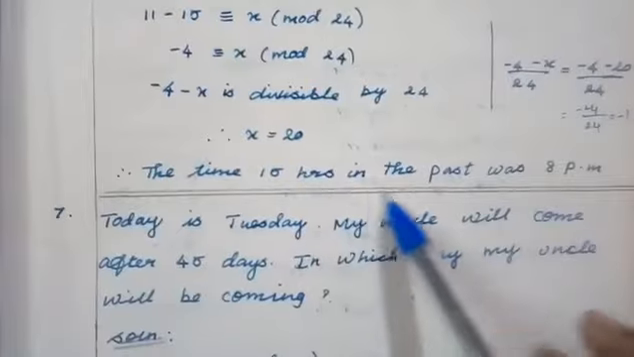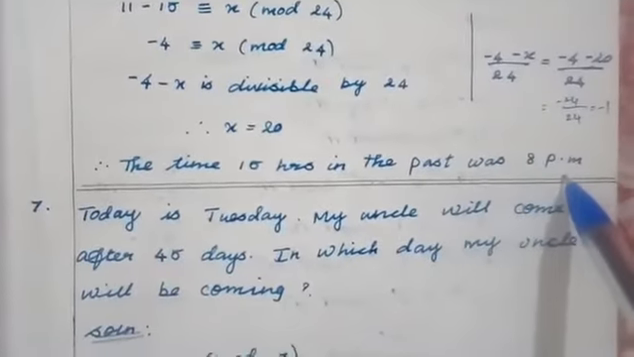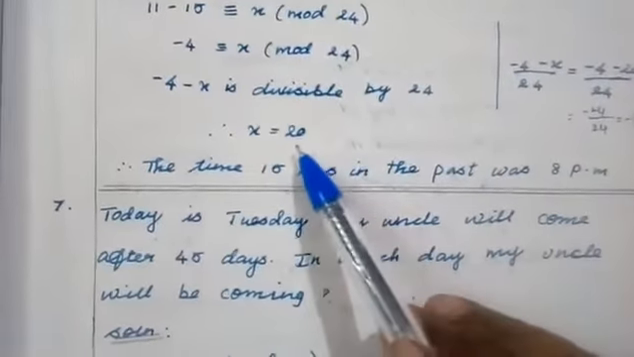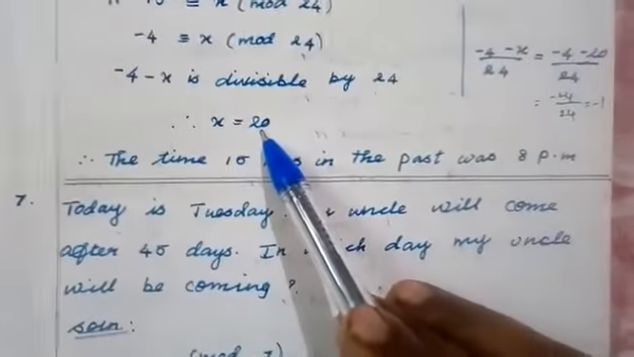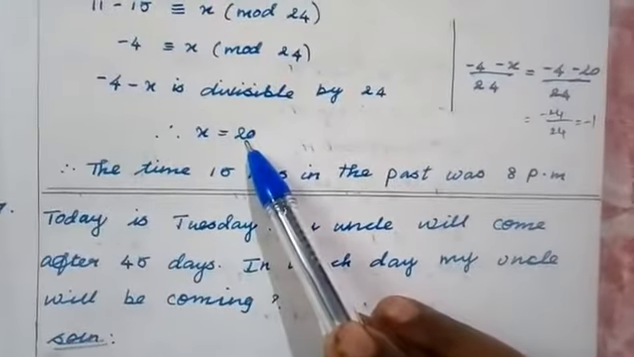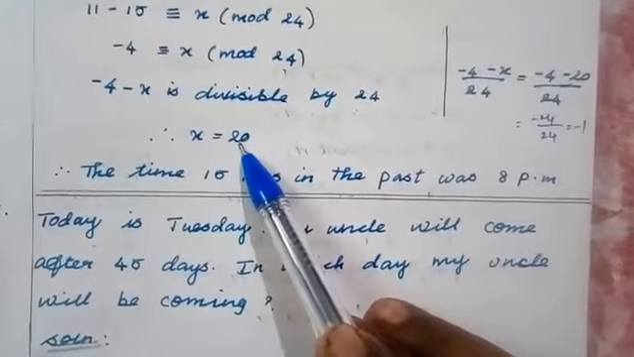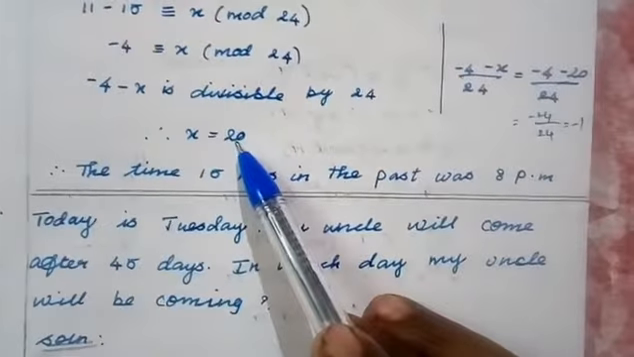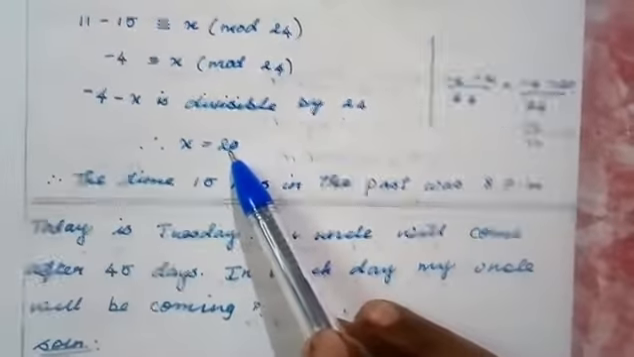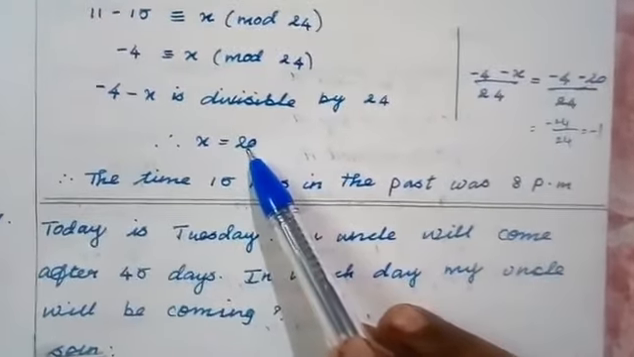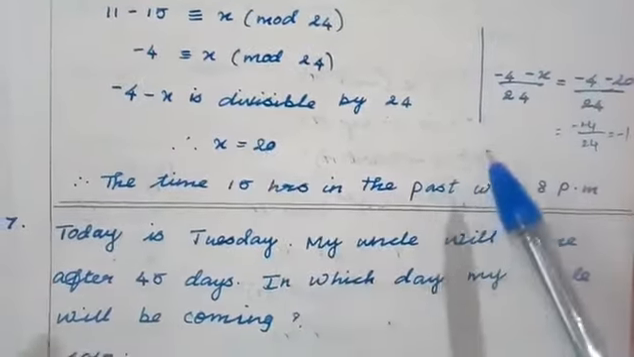So the time 15 hours in the past was 8 p.m. Since 20 is more than 12, you convert it to the usual 12-hour time. More than 12 means it is 8 o'clock in the evening, that is 8 p.m.